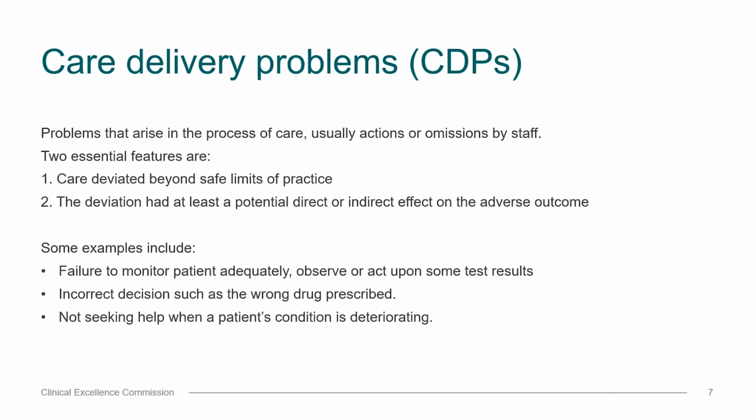Let's look at a couple of definitions. Care delivery problems are ones that arise in the process of care, and they have 2 defining features. Firstly, care deviated beyond the safe limits of practice, and secondly, the deviation had at least a potential or indirect effect on the outcome. Care delivery problems are fairly easy to detect, but some examples include failure to adequately monitor a patient or escalate when their condition was deteriorating, or a failure to act upon a test result.